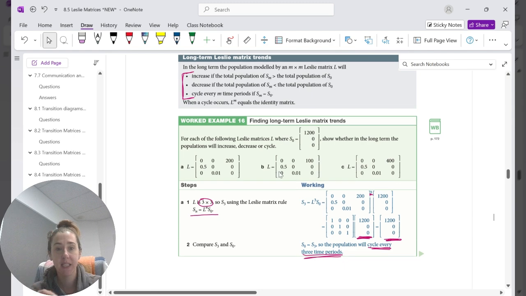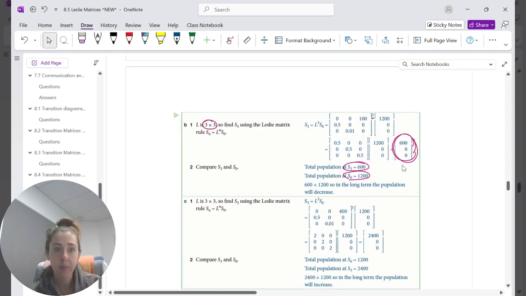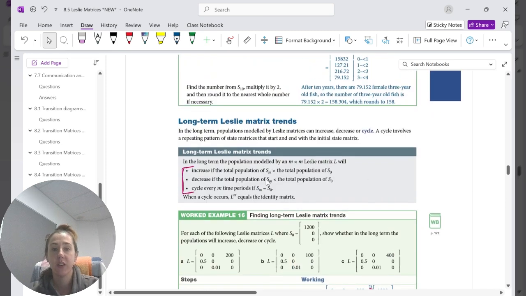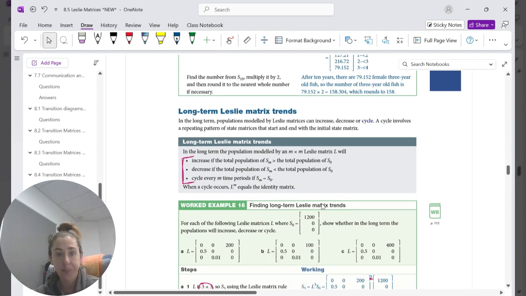We're going on to our second Leslie matrix. Once we create that calculation, can you see that we've got this matrix? The total population at S of 3 is 600, and the total population at our initial state was 1200. So 600 is less than 1200, so our population will decrease. So if S of M, M being the size, which we're pulling from the number of rows or the number of columns, is less than the total population, it's going to decrease.